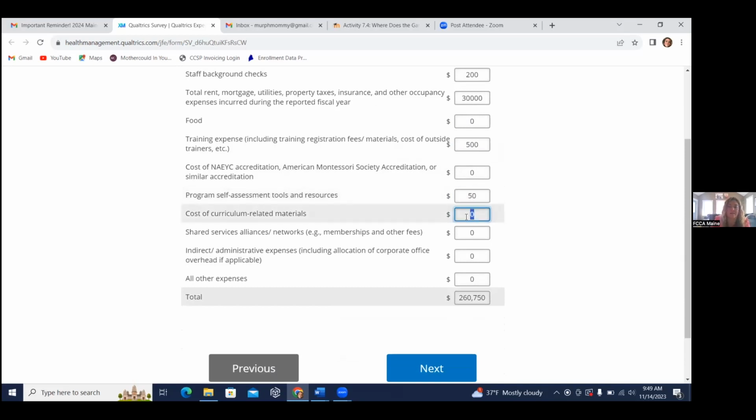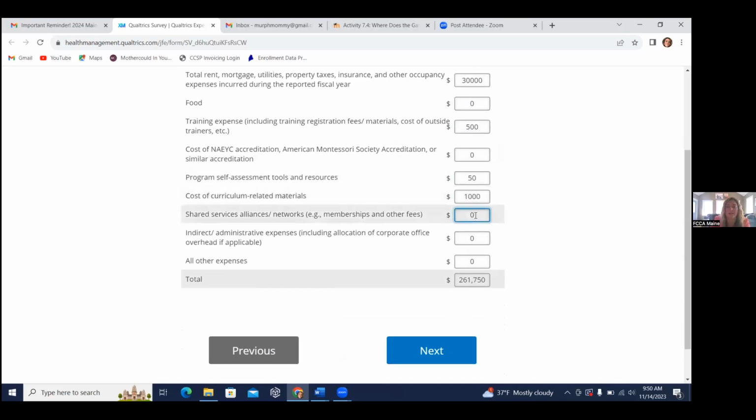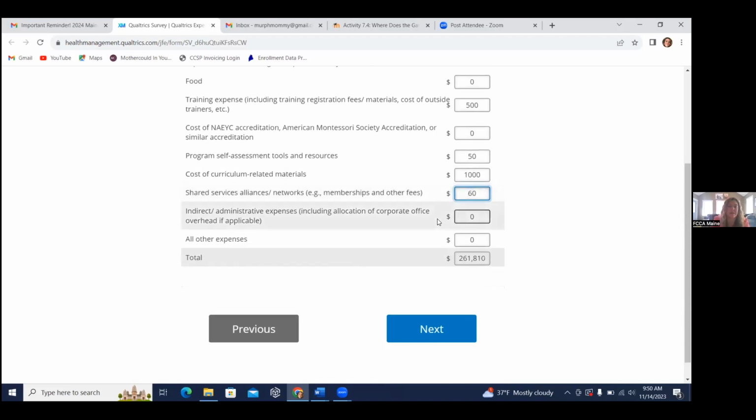Cost of curriculum, I'm gonna say $1,000 in supplies. Shared services, they're gonna be part of NACI. Let's just say 60. Indirect, we're gonna say $500, and we'll do $500 for miscellaneous. Look at that, we're even profiting. We're profiting like $40,000. I don't know how many childcare centers are profiting at all, but I know, right? Again, dummy numbers.